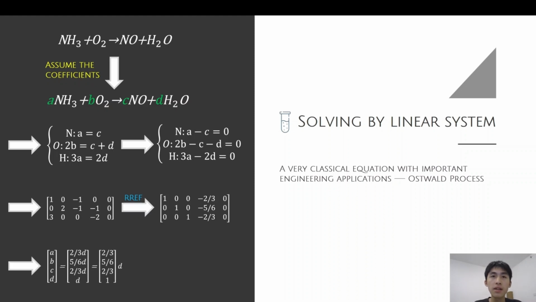It is clear that D is a free variable. To ensure that each coefficient is an integer, we can set D equal to 6, which gives A equals 4, B equals 5, and C equals 4. Finally, by substituting the coefficients back into the original equation, we have successfully balanced the equation.